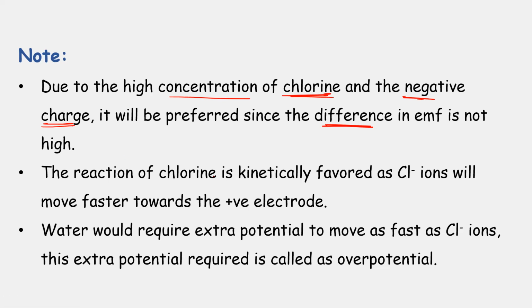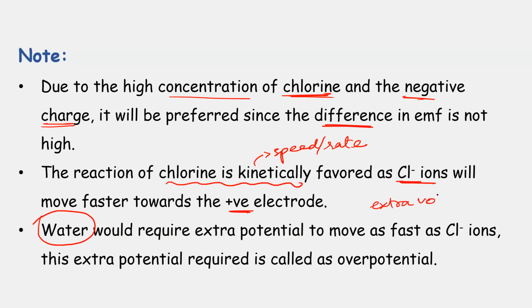Now, why is it happening? The chlorine reaction is kinetically favored. That means the rate of this reaction is high, as chloride ions move faster towards the positive charge. If we want to move water at the same speed as the chloride ions, we have to give extra voltage. That extra potential required is known as overpotential.